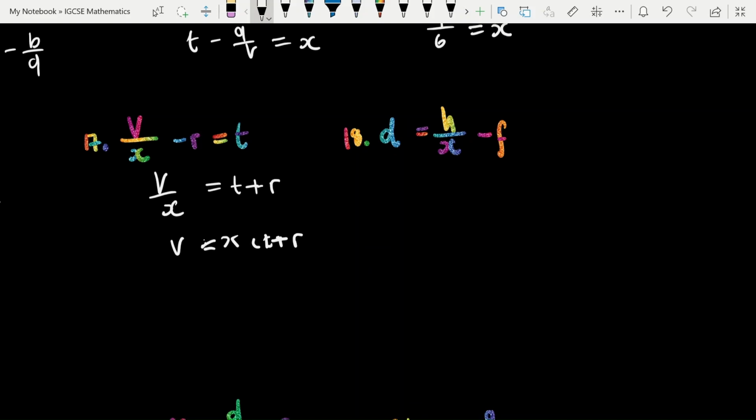Okay, you can already see that my pen is going down in battery, so I'm about to stop, and then we can continue. Multiplying t plus r. And then now I want to make x the subject. Yes, I just take t plus r to the other side. So v over t plus r is equal to x.